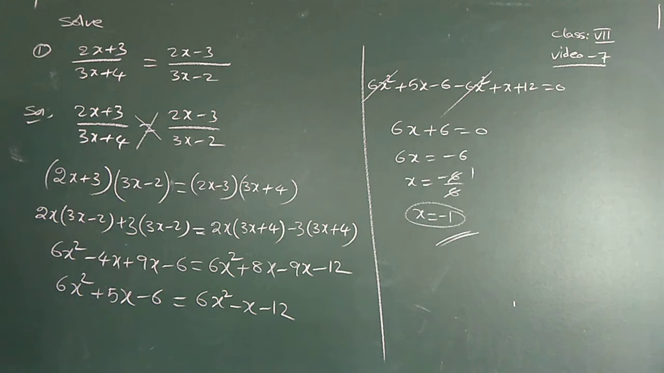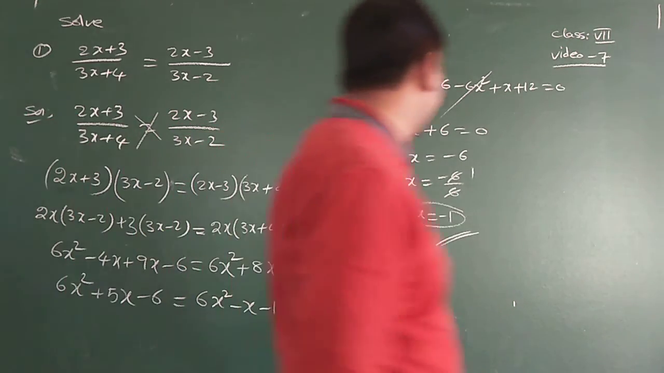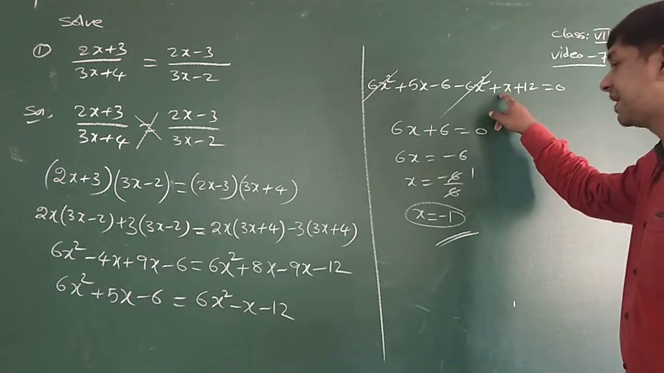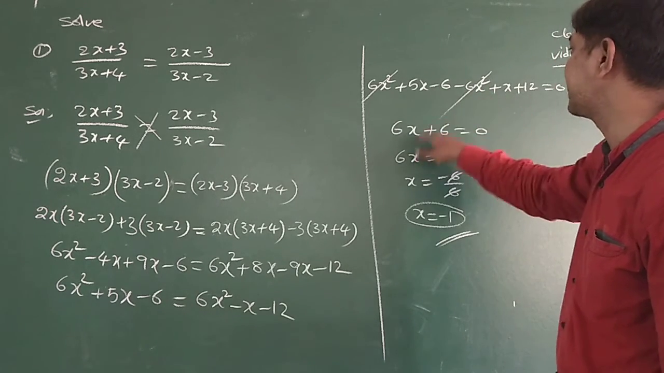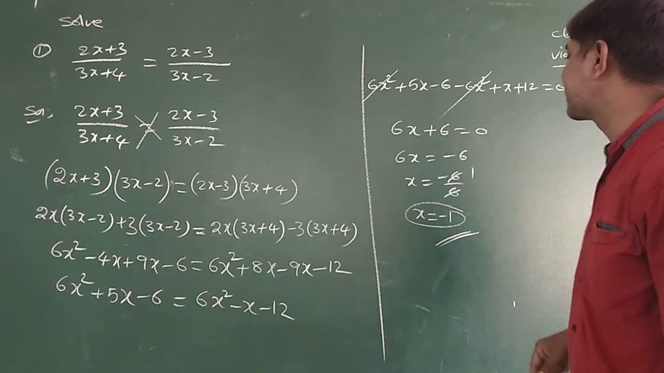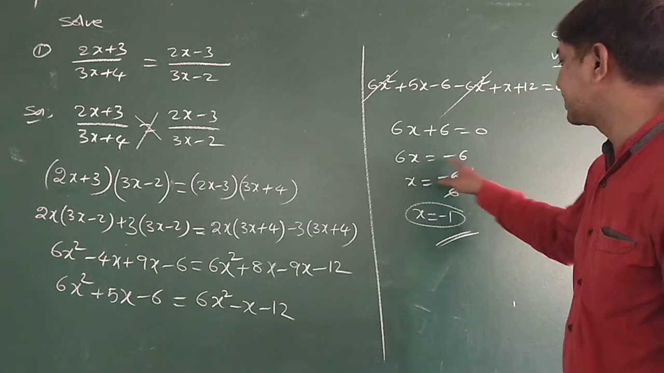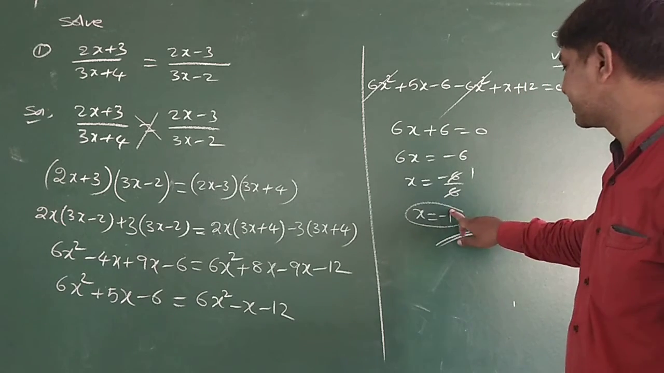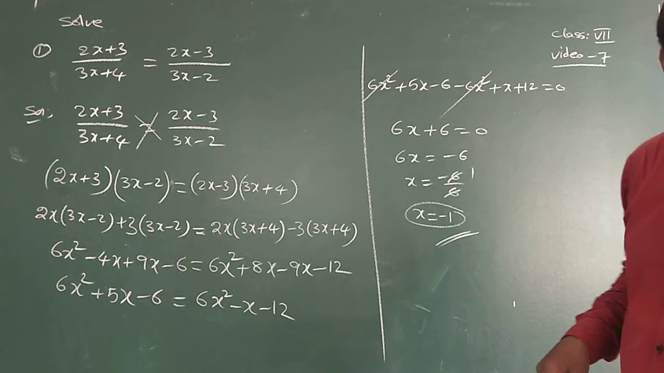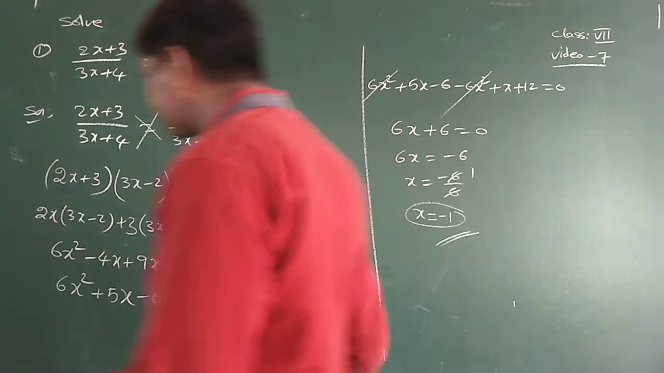Take all these terms to one side. 6x square plus 5x minus 6 minus 6x square plus x plus 12 is equal to 0. Cancel the x squares. 5x plus x is 6x; minus 6 plus 12 is plus 6, equal to 0. So 6x is equal to minus 6, x is equal to minus 6 by 6, cancel, x is equal to minus 1. Okay.